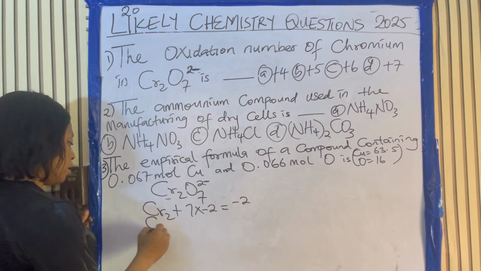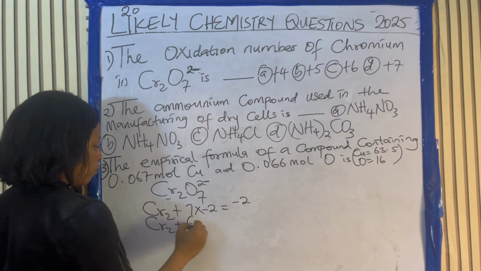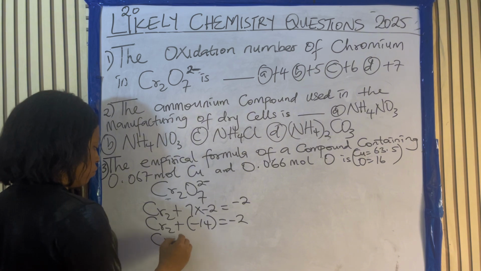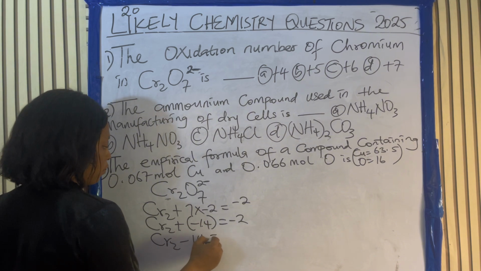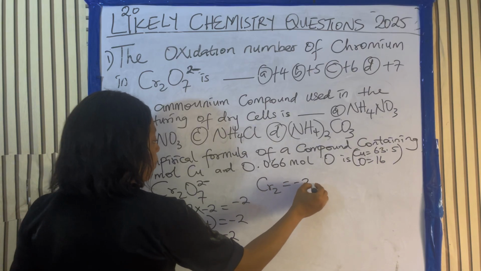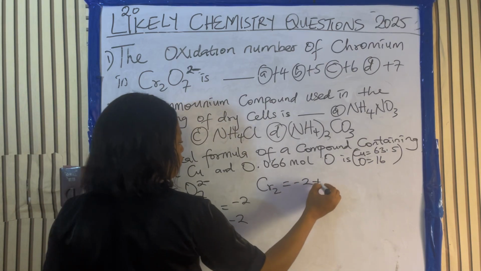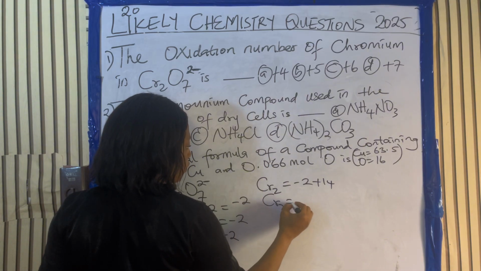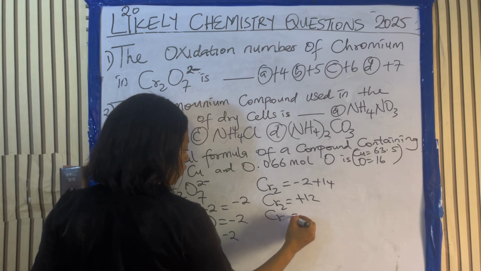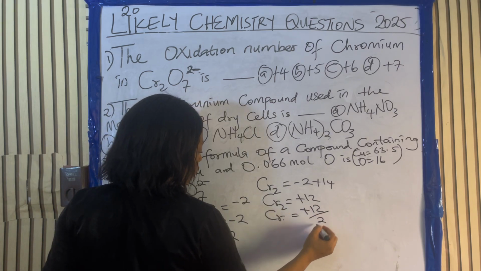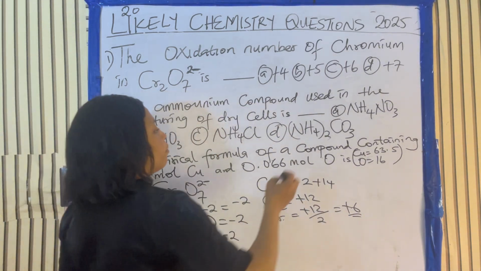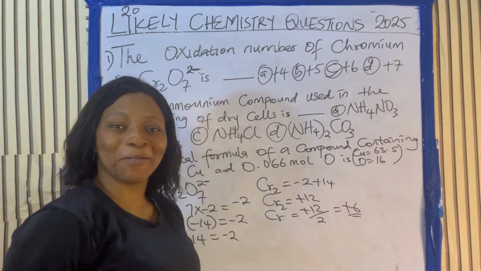Okay, so this will be chromium 2 plus, this times this will give us -14, is equal to -2. So chromium 2 is equal to -2, and this one crossing over will give us plus. So chromium 2 is equal to plus 12. Then we're going to divide by 2. Chromium is equal to plus 12 divided by 2, and that will give us plus 6. So the answer to that question is plus 6. Isn't that simple?